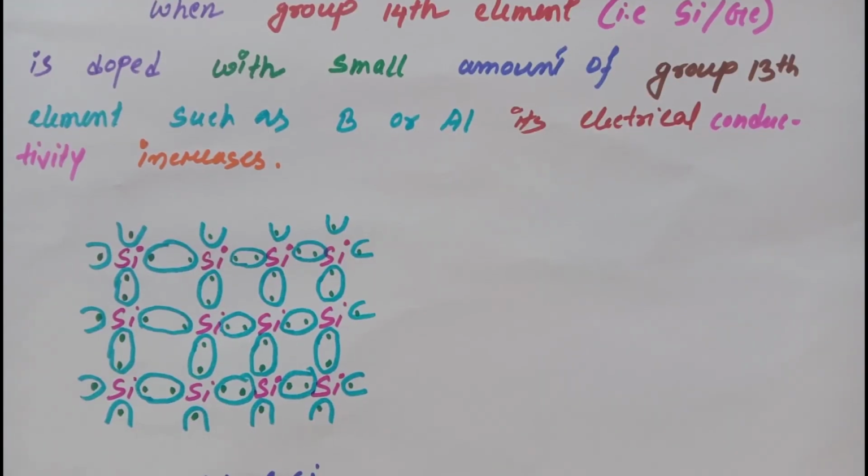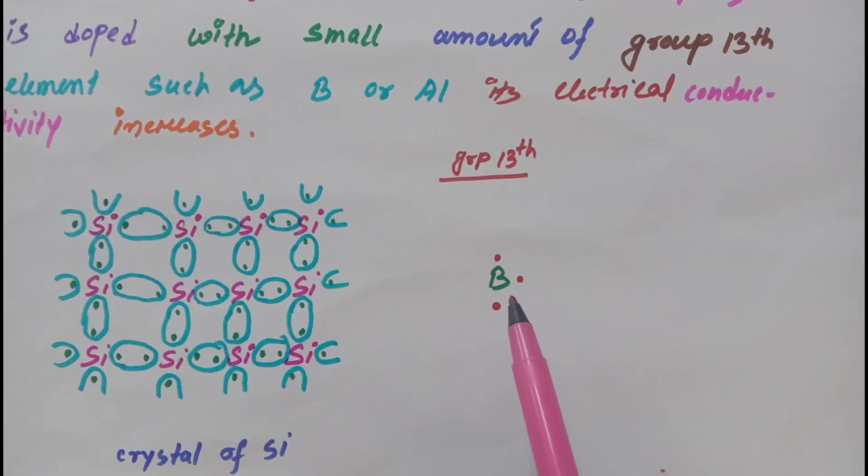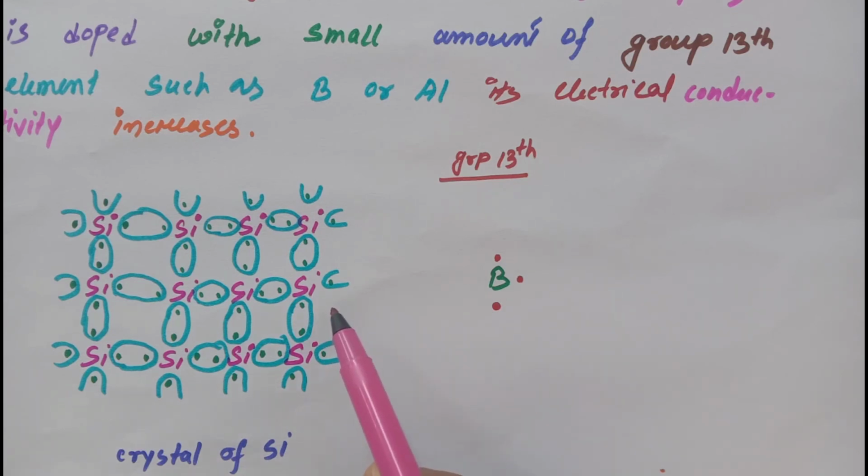See, here I am again considering a crystal of silicon. In the pure form of silicon, each silicon atom uses its 4 valence electrons for the formation of 4 covalent bonds with 4 neighboring atoms. These are the 4 covalent bonds formed by each silicon atom. In the case of electron deficit impurity, we have to add group 13 elements. I am considering a group 13 element like boron. It has only 3 valence electrons. Now we have to dope this boron element into this crystal of silicon.